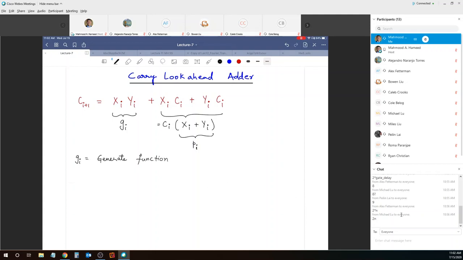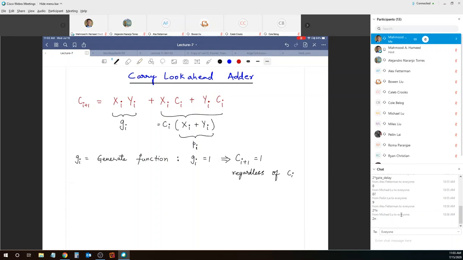Why is it called the generate function? It is called the generate function because g sub i equals 1 directly generates c sub i plus 1 equals 1, regardless of the previous carry, right? So if g sub i is 1, it generates the next carry as 1. C sub i plus 1 will be 1 regardless of c sub i, because it is g sub i plus something. So this or this, if one of them is true, the overall thing is true. That's why it's called the generate function.